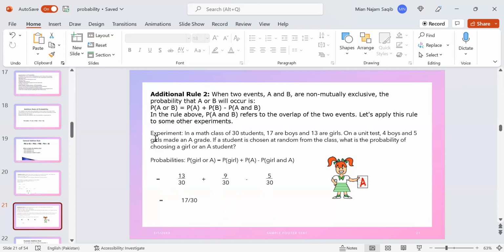On a unit test, 4 boys and 5 girls got an A grade. If a student is chosen at random from this class, what is the probability of choosing a girl or an A student? The formula is expressed in terms of the girls and getting an A grade. First, you add the probability of getting a girl, which, as you know, is 13 over 30, to the probability of the kids who scored an A grade, which is 9 over 30, minus the girls who scored an A grade, which is 5 over 30. Simplified, it's 17 over 30.